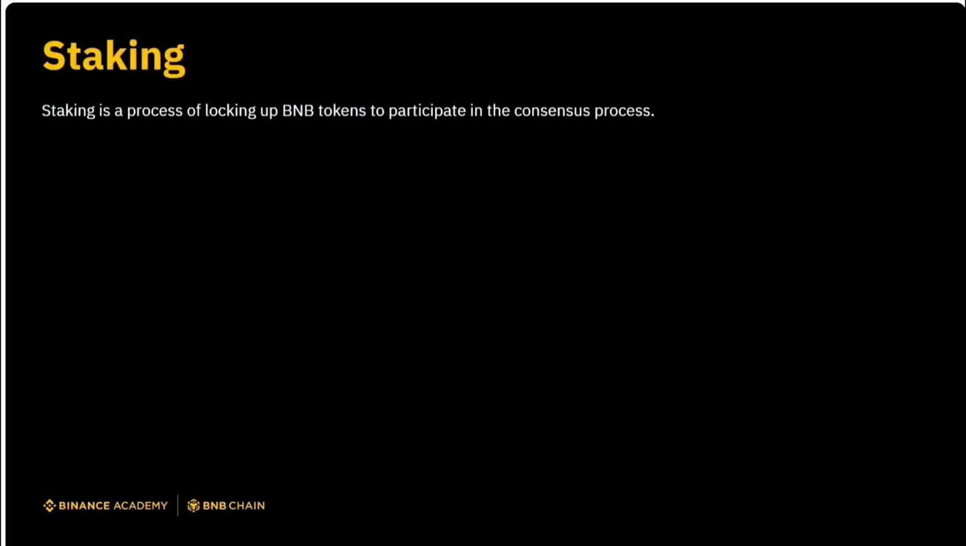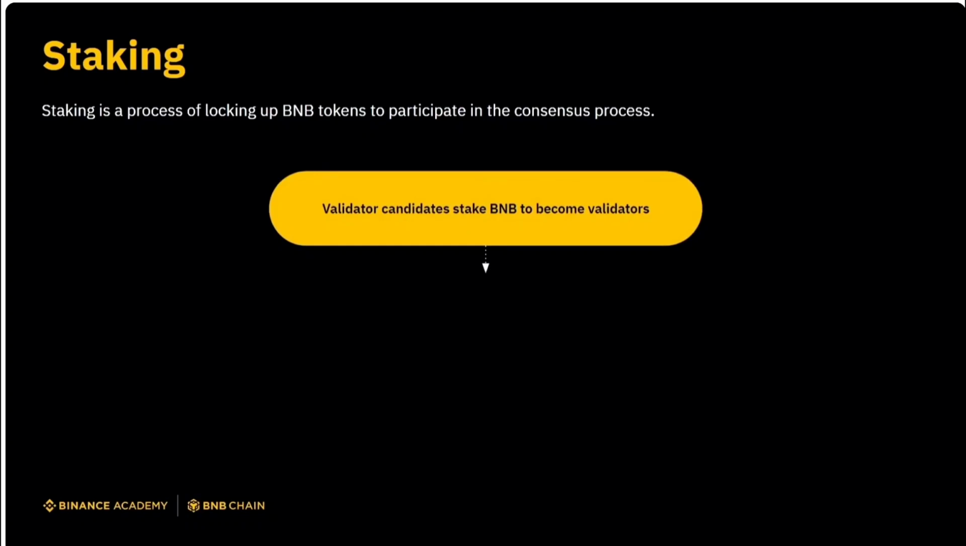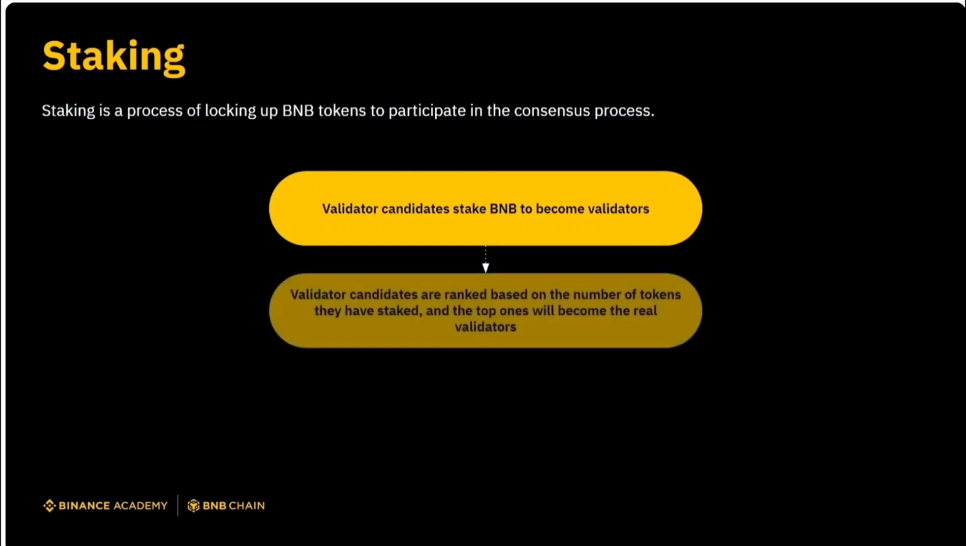Staking is a process of locking up tokens to participate in the consensus mechanism of a blockchain network. To become a validator, you need to stake a minimum amount of BNB tokens. The more BNB you stake, the higher your chances of being selected to produce blocks. Validator candidates are ranked based on the amount of BNB tokens they have staked. The top candidates become validators and produce blocks on the BNB chain network.